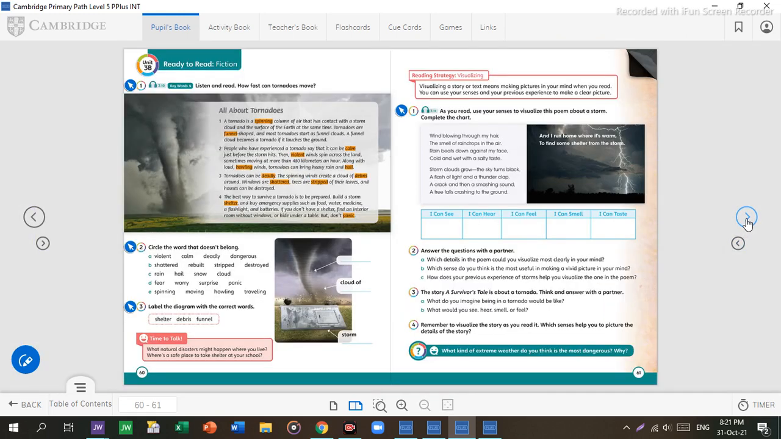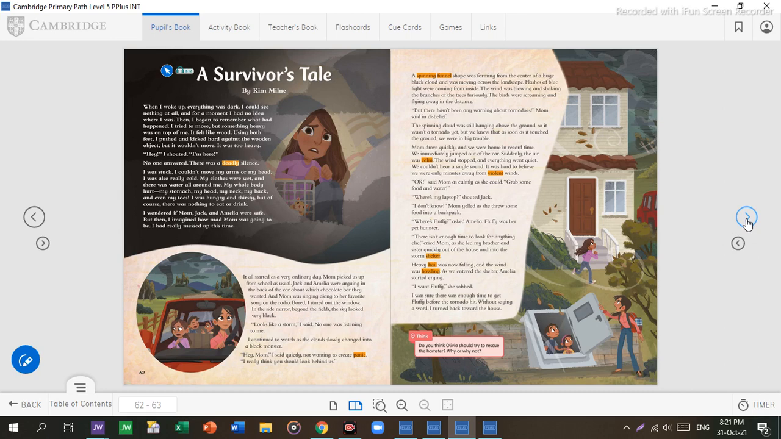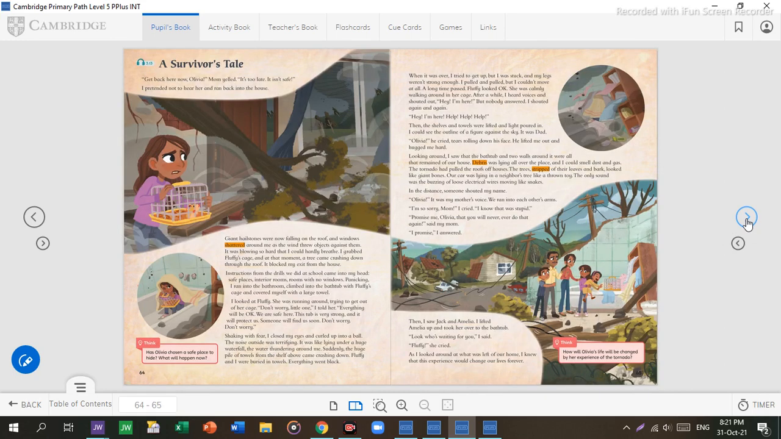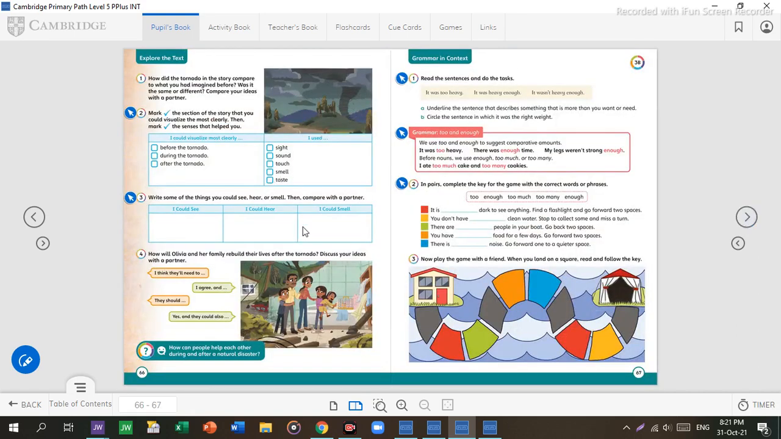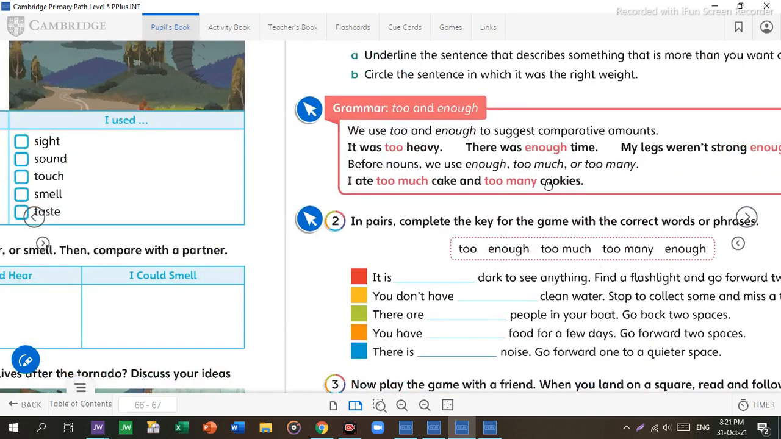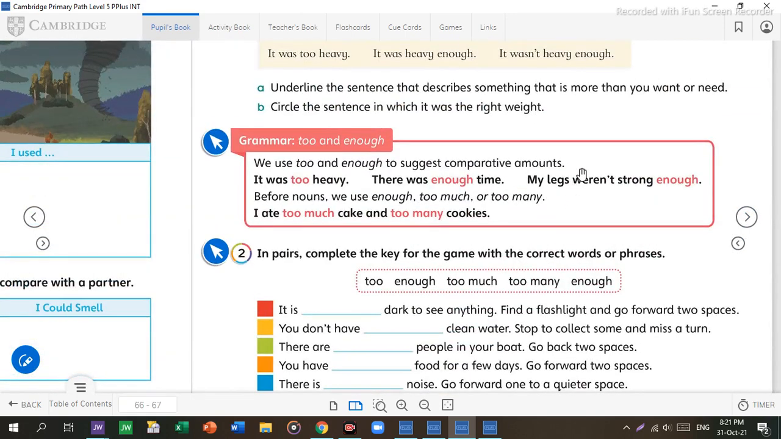We skipped this one, okay? Because I think you already know how to do it. And then I gave you the task to read this one. Yeah. You've done it well. Thank you very much. And you've answered that one. Thank you very much. Now let's go back to the grammar. Okay. With too and enough.